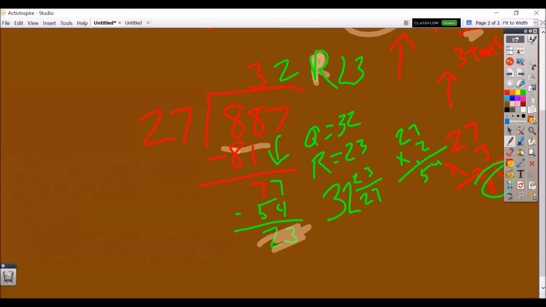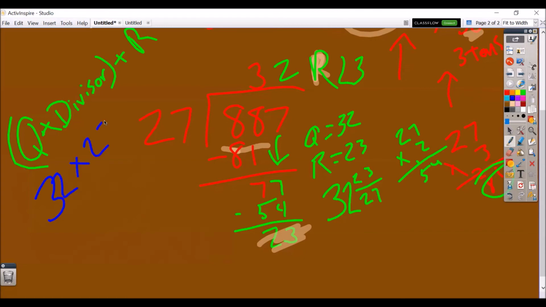Now we have to do the check. And that's quotient times divisor plus remainder. There's a reason why I show that and say those words every single time. I want that to be comfortable and secure for you. So our quotient is 32. Our divisor is 27. So we already know 2-digit times 2-digit. We've got to set it up.